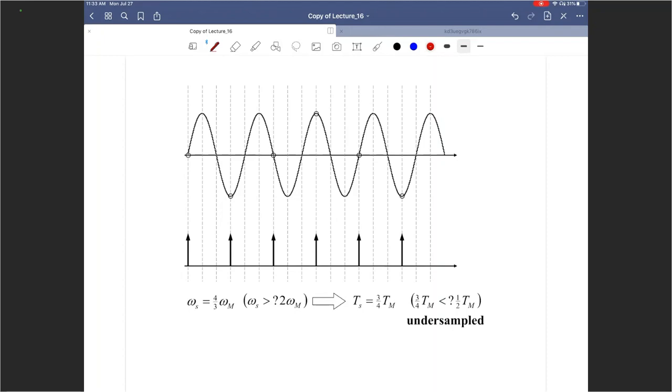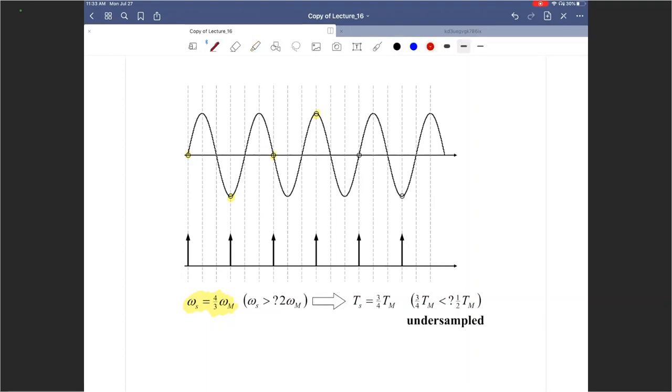Here, our signal is being undersampled clearly because we have less than two samples on average per period. So we have one sample here, one sample there, one sample here, one sample there. We don't have two samples per period. We have less than two samples per period on average. The exact relationship is the sampling frequency is 4/3 of the maximum frequency of the signal.